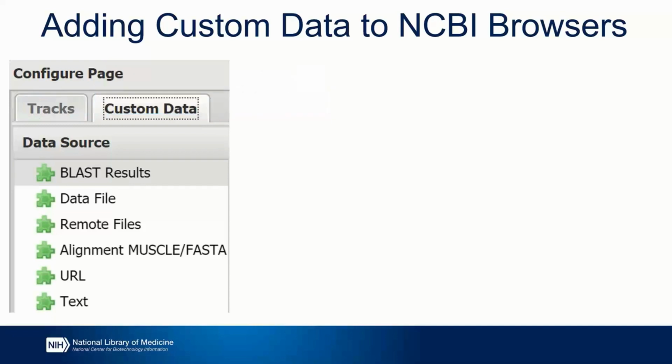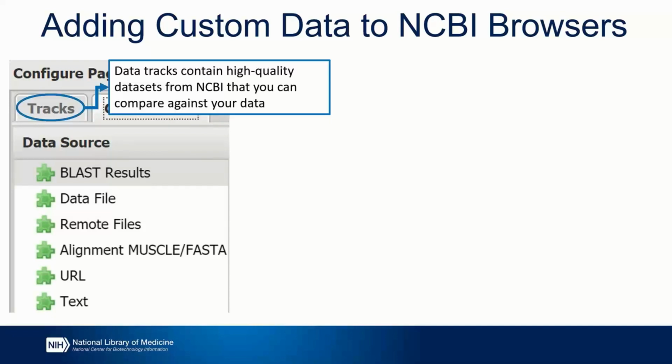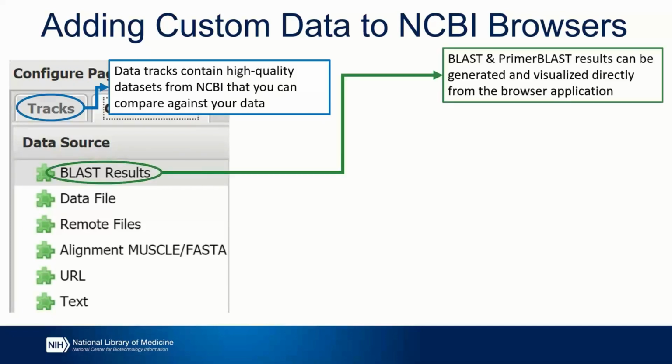Next to that tab, let me back up so you can see it, is the Custom Data tab, where you can add your data through several different methods. The first of which, you can actually import BLAST results and primer BLAST results directly into the viewer so that you can see where those results align to your reference sequence. And in fact, these sequence viewers also provide the ability to build those BLAST searches directly from the viewer so you can generate that data and visualize it all in one place.